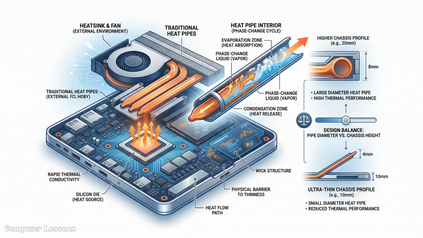Heat dissipation relies on rapid thermal conductivity from the silicon die to the external environment. Traditional heat pipes use phase-change liquid to move thermal energy, but their thickness creates a physical barrier to thinness. Engineers must balance pipe diameter against total chassis height.